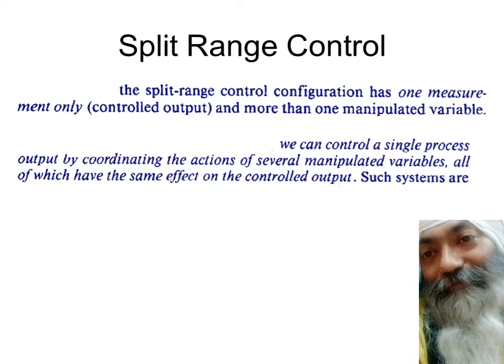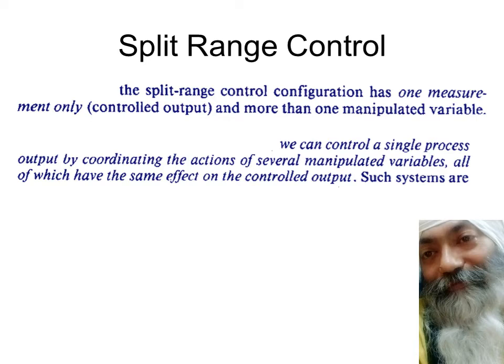I want to control the level of a tank, and the level of the tank is going higher and higher. I will be measuring the level of the tank. It's one measurement. I'll be controlling the level of the tank. That is again one controlled output. But I can do this in two different ways, and I shall be doing it in two different ways. I can reduce the outflow or decrease the inflow and increase the outflow, depending upon the situation of the level.